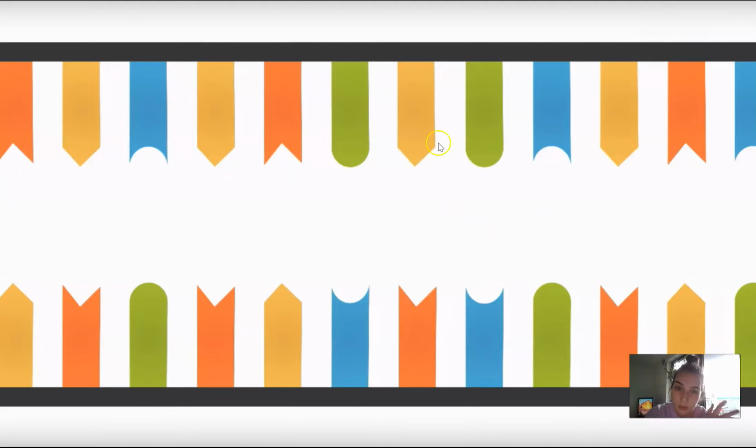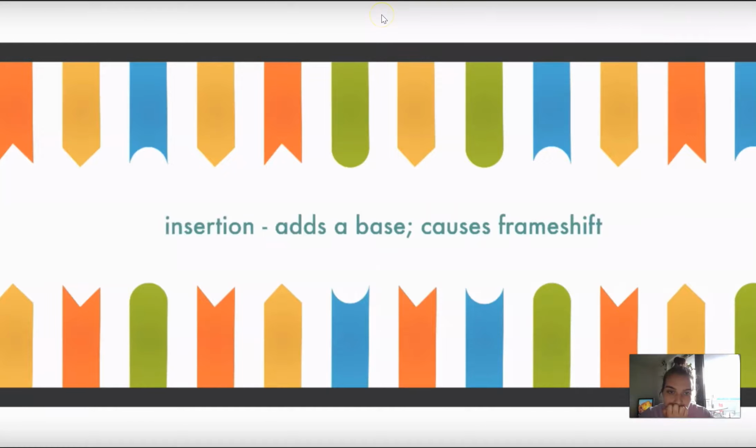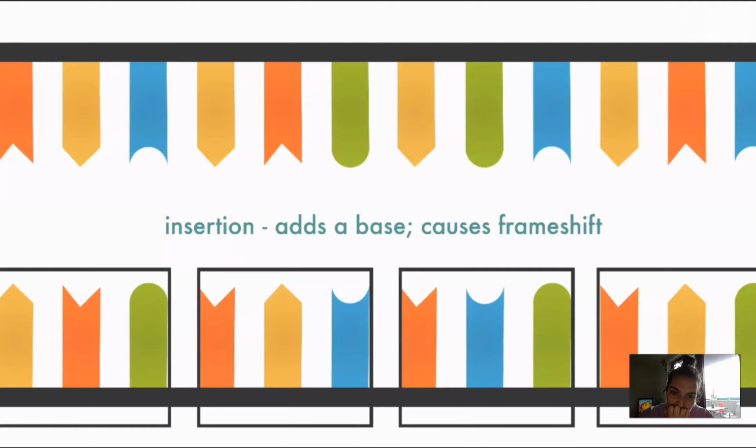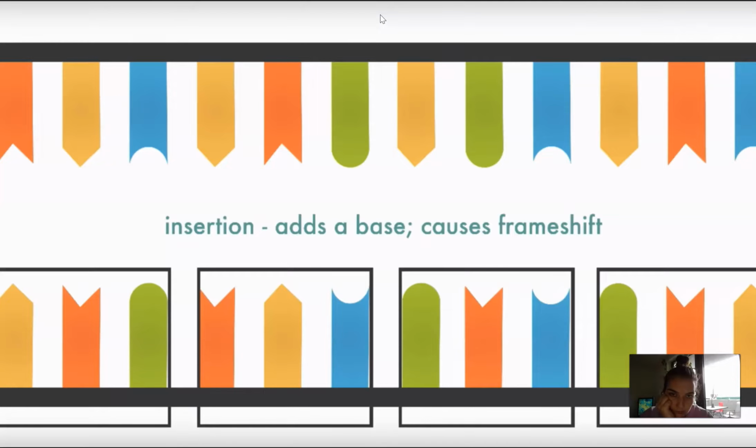So this is what insertion looks like. An insertion adds a base, but also causes a frame shift, which changes every amino acid after the mutation. Originally, the codons would be formed in this pattern. But after the insertion, the amino acid sequence will change because the bases shift by one. Again, the resulting protein will likely be non-functional.